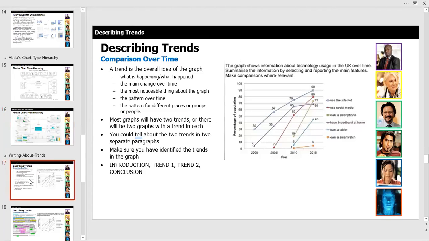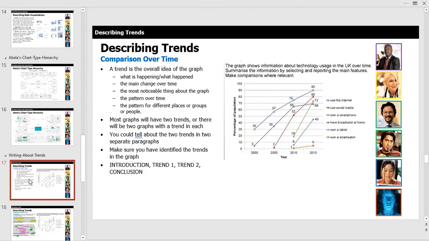Now, what's interesting is most people don't call it comparison over time, but they call that a trend. So describing trends. On that chart, instead of saying trend, it says comparison over time, so you have to know that that's what that means. A trend is the overall idea of the graph. And you can see a graph to the right. It says the graph shows information about technology usage in the UK over time.